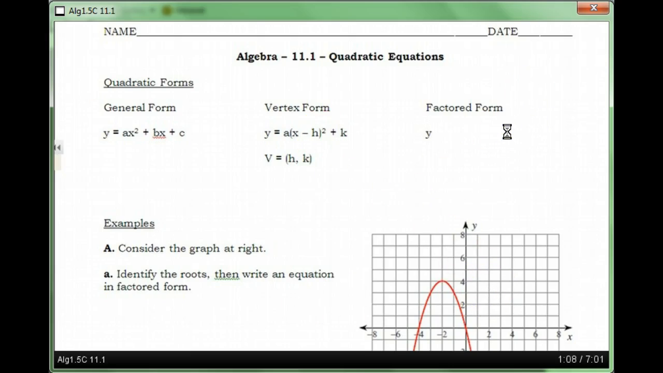And then factored form is any equation in the form y equals a(x minus root 1)(x minus root 2). The roots are where the graph crosses the x-axis. So the roots are the x-intercepts.